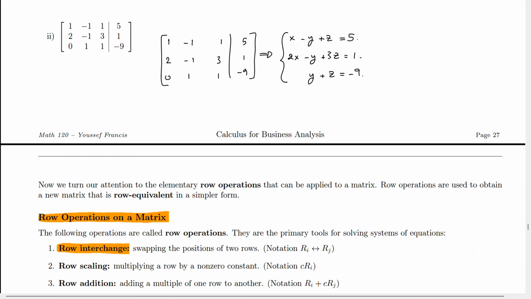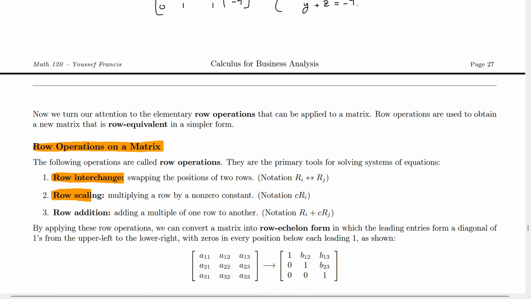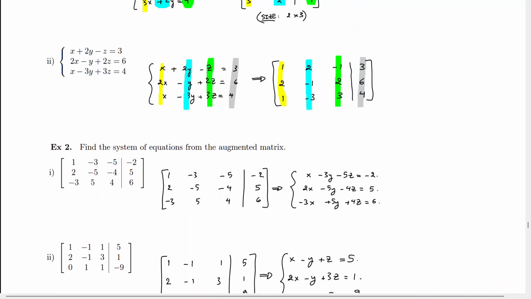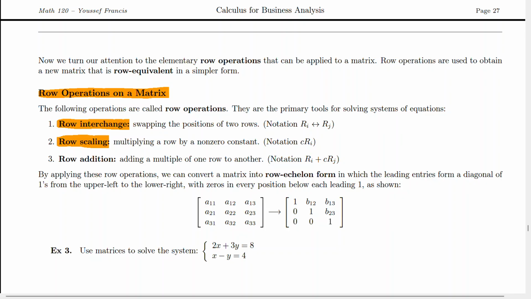So that's allowed. The second thing we're allowed to do is row scaling. So what does that mean? Row scaling means that we can take one of these original equations and multiply it by a random number, as long as the number is not 0. That should be perfectly fine. And we saw that when we were doing elimination, we were able to multiply one equation by some random number so that the x's, for example, cancel out or the y's cancel out. So that's called, in the matrix world, row scaling.